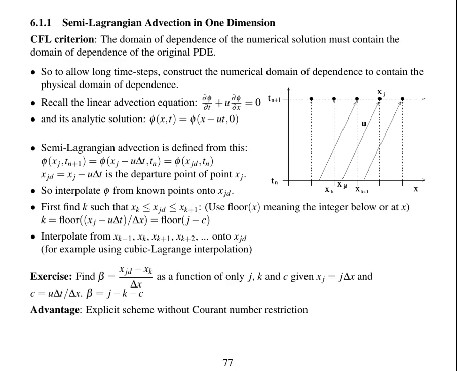So the advantage of semi-Lagrangian is that it is an explicit scheme without a Courant number restriction. A problem with semi-Lagrangian with interpolation like this is that the advected quantity is not conserved. There are conservative versions of semi-Lagrangian which I'm not going to describe here, but they're not necessarily perfect.